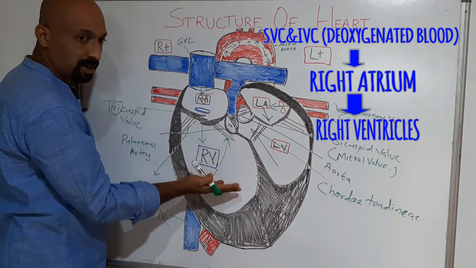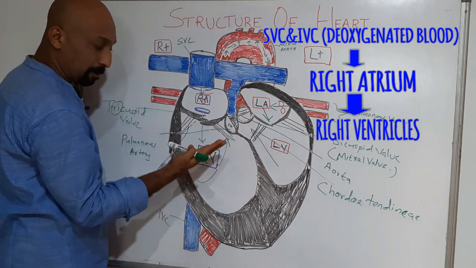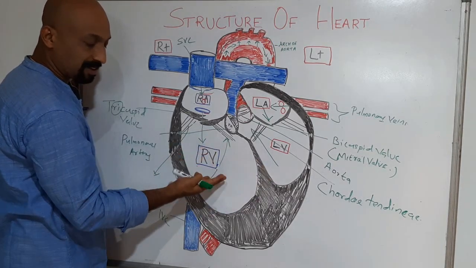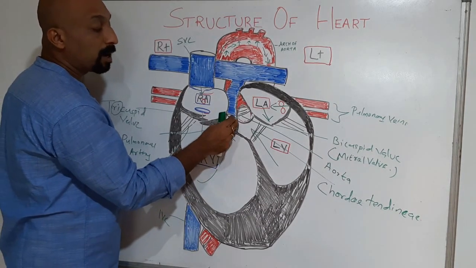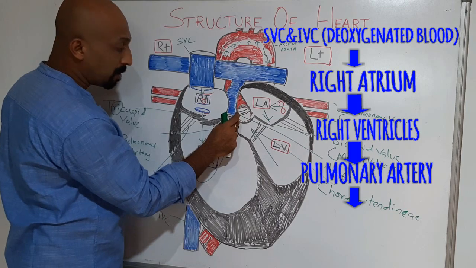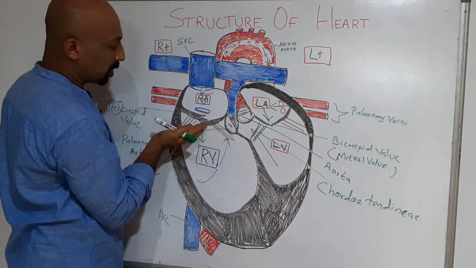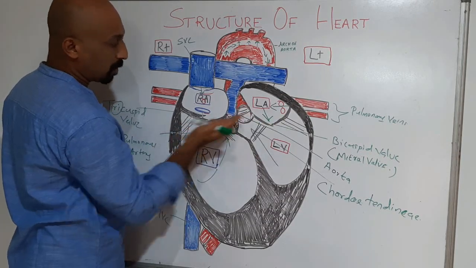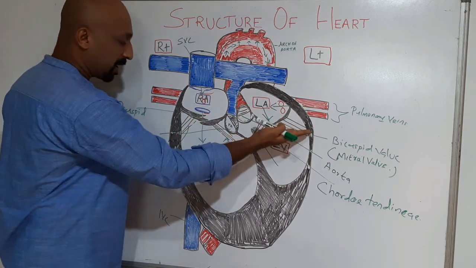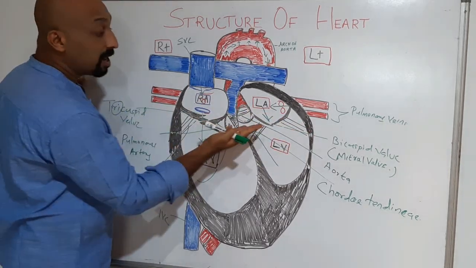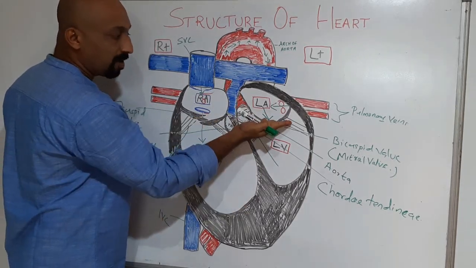After reaching here, the heart contracts the ventricles. I am just talking about the right side: when the right ventricle contracts, the blood will pump through the pulmonary artery. Because of that pressure, the atrioventricular valves, the bicuspid valve and the tricuspid valve, will shut off.